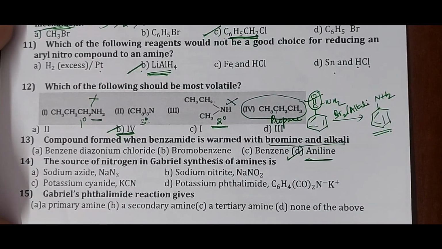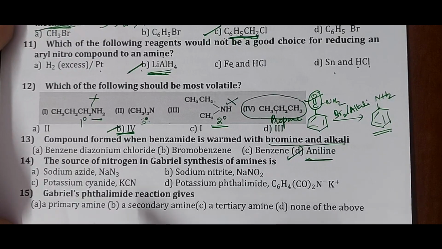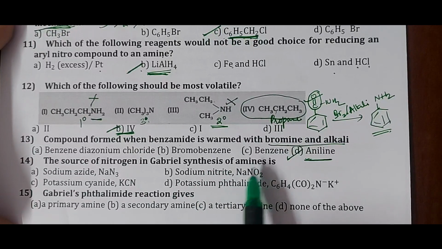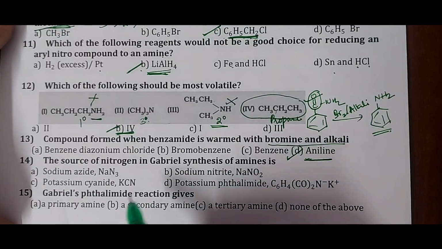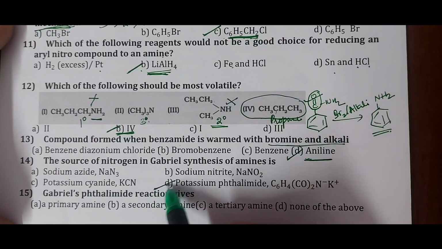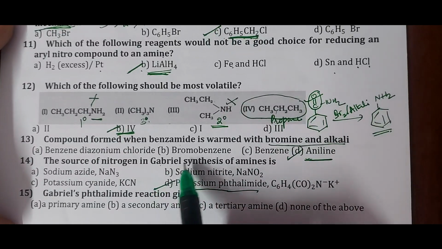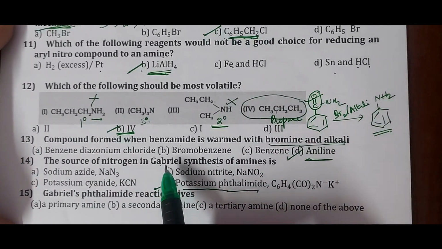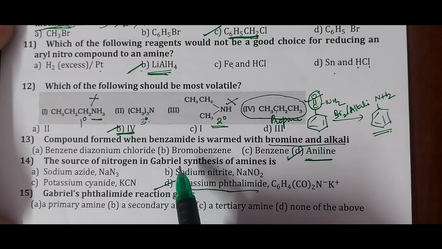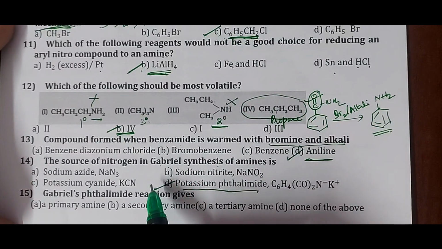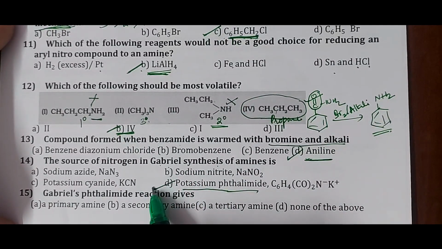Next we'll go with question number 14. The source of nitrogen in Gabriel synthesis in amines. So it is nothing but potassium phthalimide, which is the source of nitrogen. So the correct answer is potassium phthalimide. Here they have mentioned Gabriel synthesis, but you should know that in NCERT the name given is Gabriel phthalimide synthesis. So phthalimide itself is the source of nitrogen. Hence the correct answer is option D, potassium phthalimide.